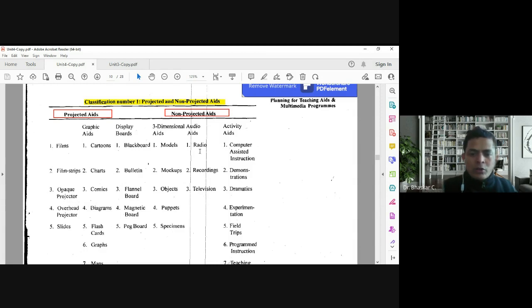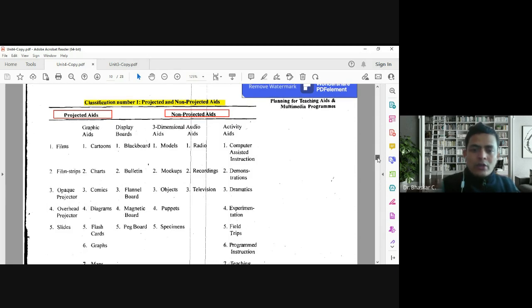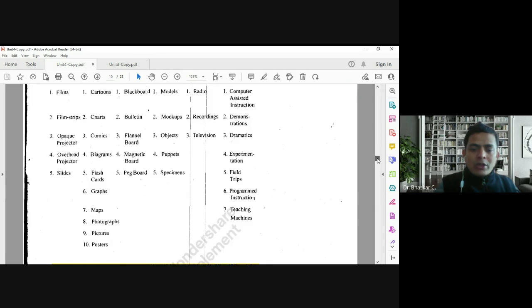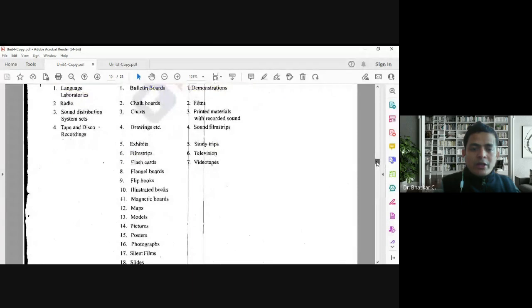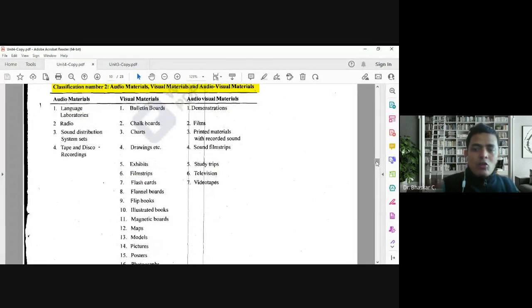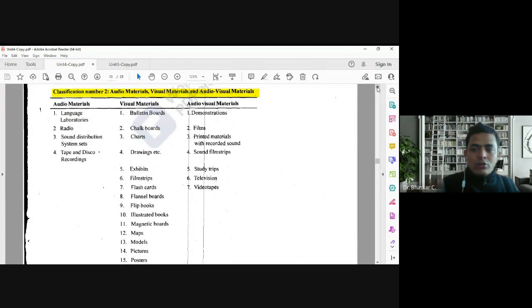Radio cannot be projected. That is why it is non-projected. Models, sometimes they may be projected, sometimes they may not. Television itself is not a projected aid. Similarly, activity aids, computer instruction, dramatics, experimentation, field trips, these are all non-projected. So the first classification is based on projection and non-projection, and the second classification is audio materials, visual materials, and audiovisual materials. This you will also find very interesting.